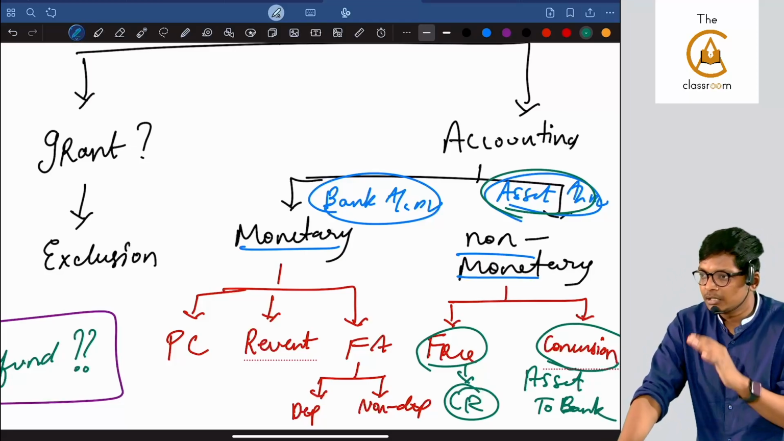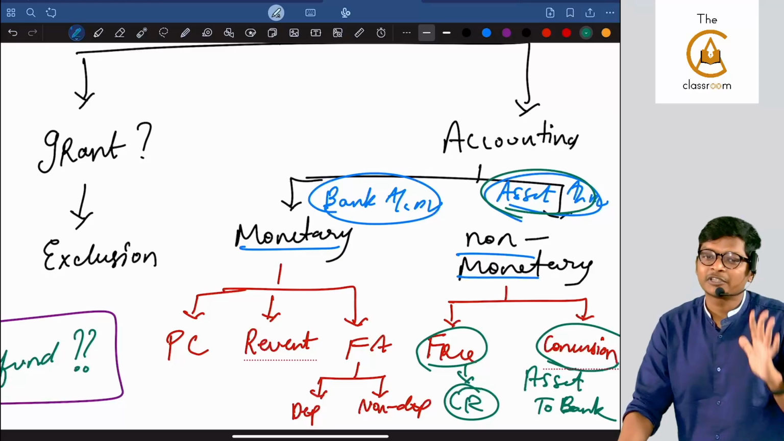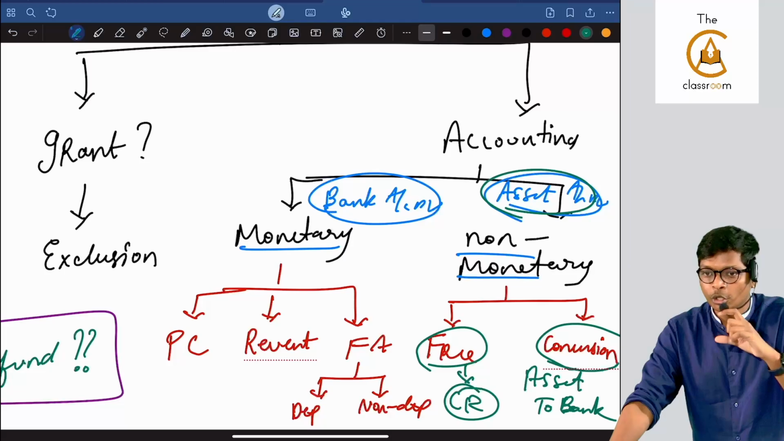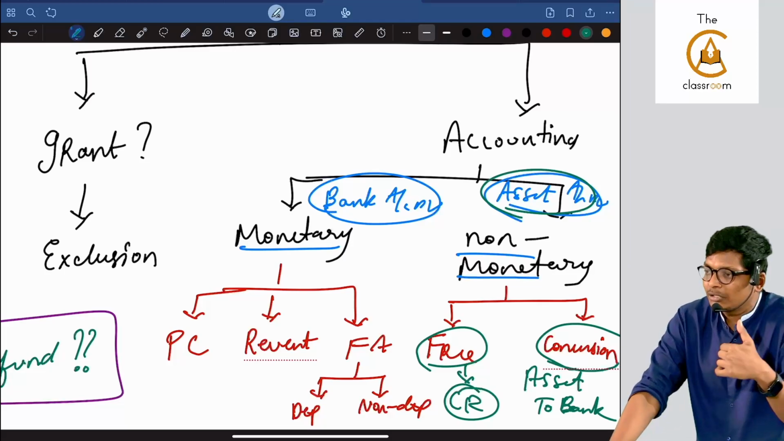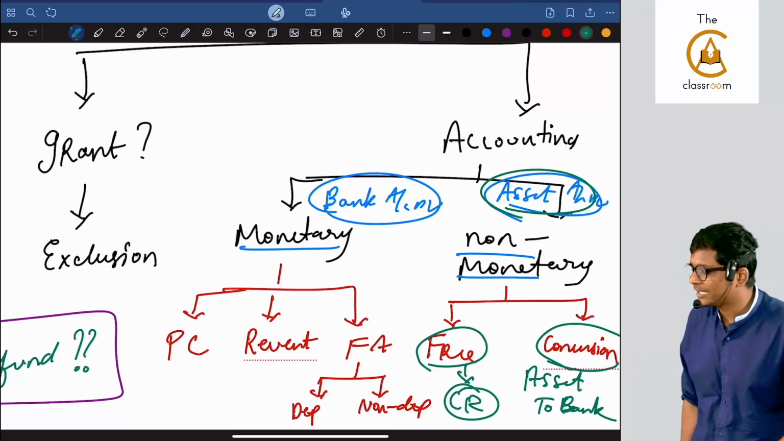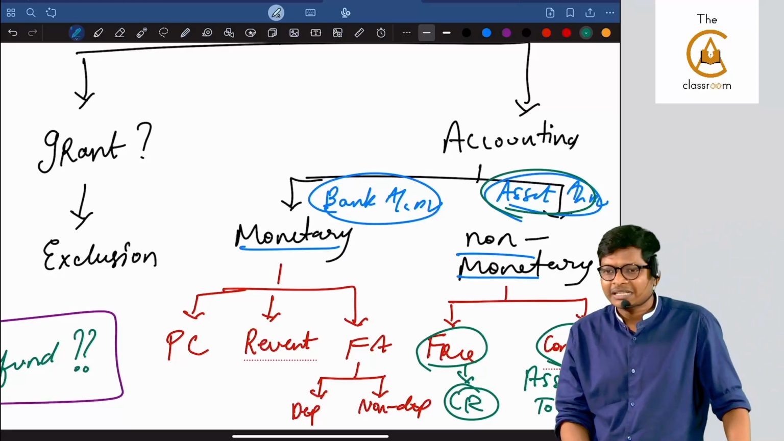How much you paid? 50. I will create the entry for 50,000, because this is trade discount. Already in AS9 I told you, if you get a discount at the time of entering into the transaction, you will only account for what you actually paid. Are you following, guys? All of you understanding? Clear? All of you with me?